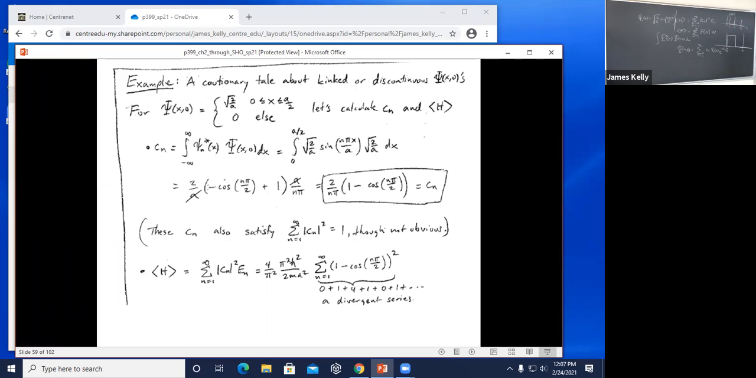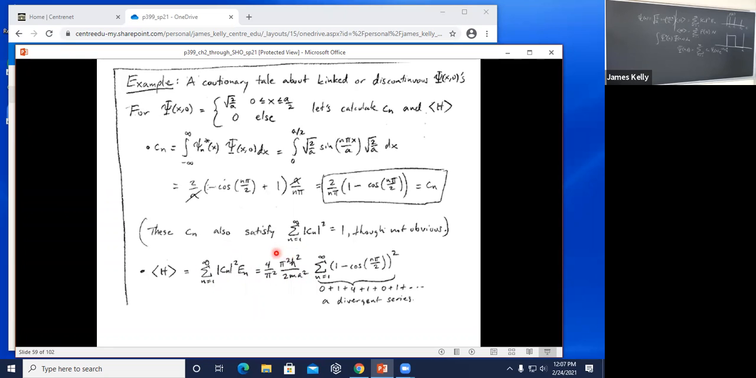In this case, notice the CNs were getting smaller, but the ENs have an n squared in the numerator, right? n squared pi squared h bar squared over 2ma squared. So the EN has an n dependence too. I put it all in there, and the 1 over n squared from the squared CN canceled out with the n squared from the EN.